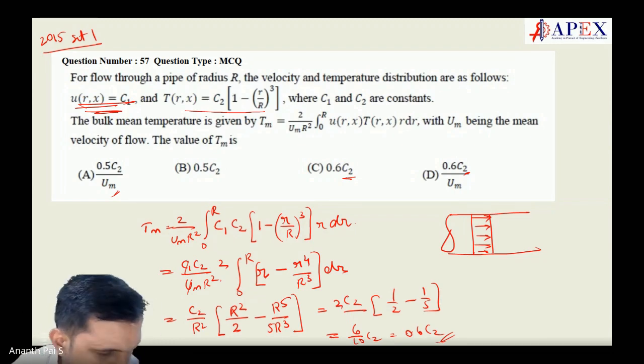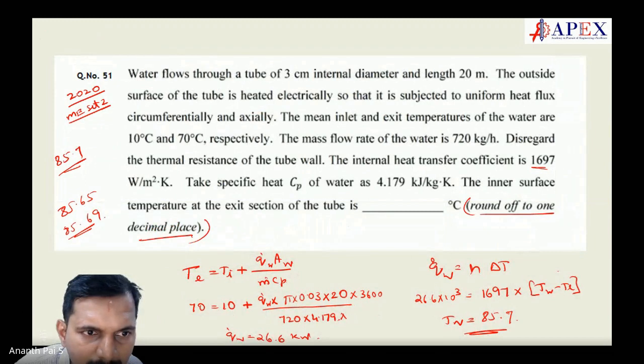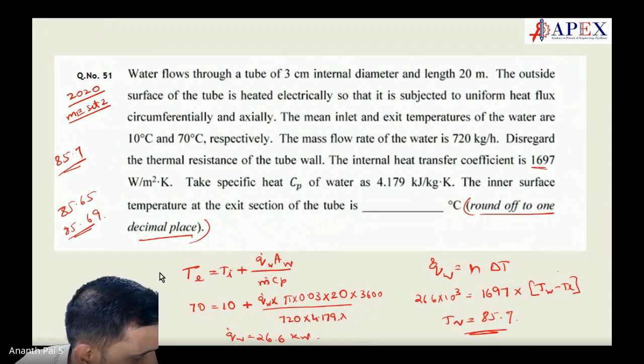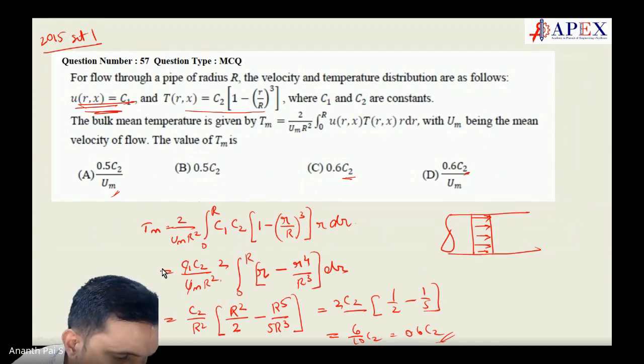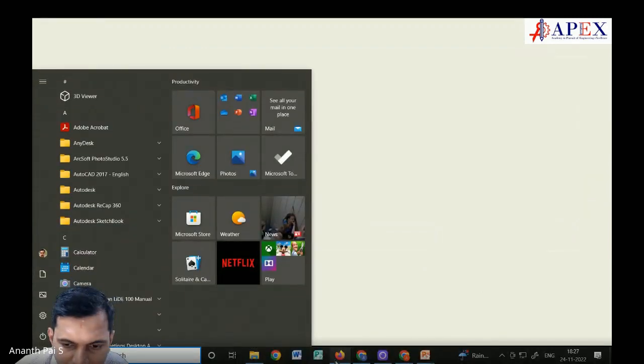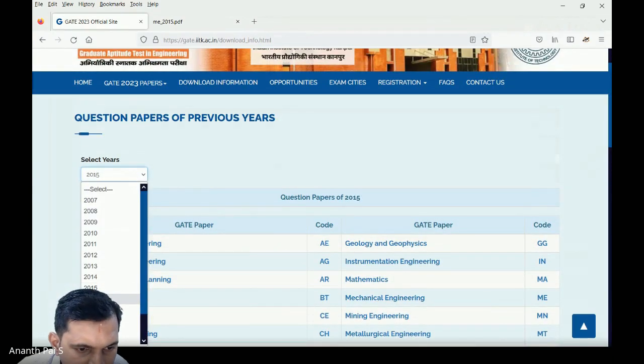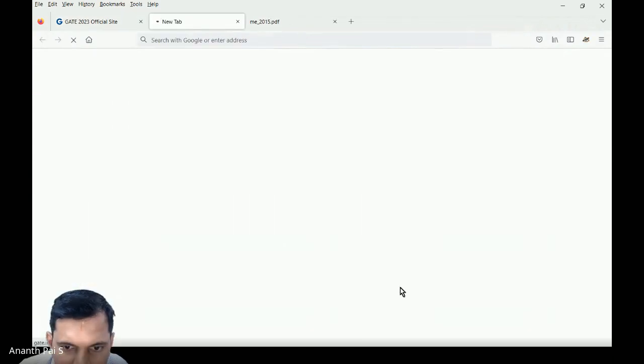So next question. This is a fantastic question. Every question is fantastic. We have done uniform heat flux, is it not? Yes, this is 2020, we have done it. Then there is one question from 2019 set one. So let us go to 2019 set one.